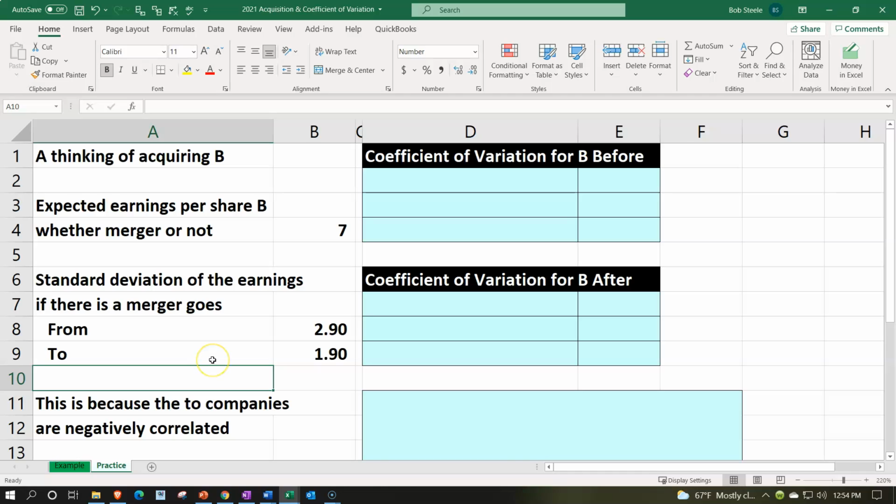Here we are in our Excel worksheet. If you have access to the Excel worksheet and would like to follow along, note that we're in the practice tab as opposed to the example tab. The example tab, in essence, being an answer key. Information's on the left-hand side.